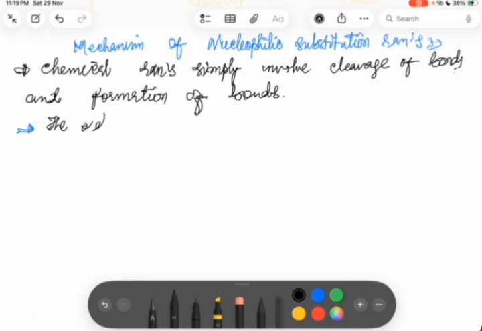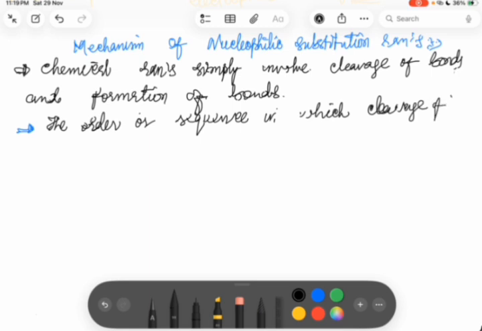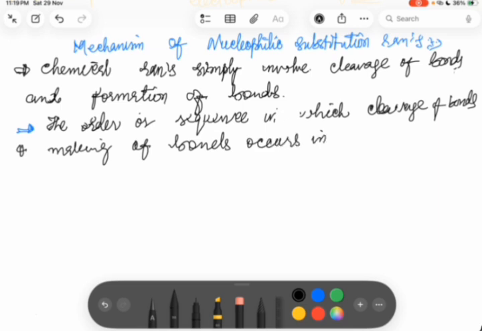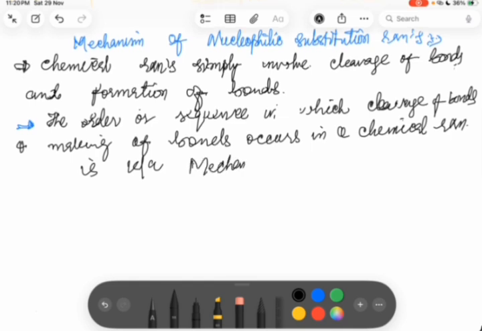The order or sequence in which cleavage of bonds and making of bonds occurs in a chemical reaction is known as mechanism of a reaction. I can simply say, since chemical reactions involve formation of bonds and breaking of bonds, the order or sequence in which this cleavage and formation of bonds occurs in a chemical reaction is known as mechanism of a reaction.